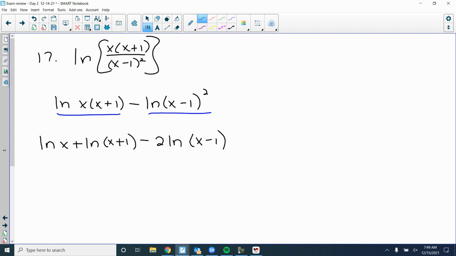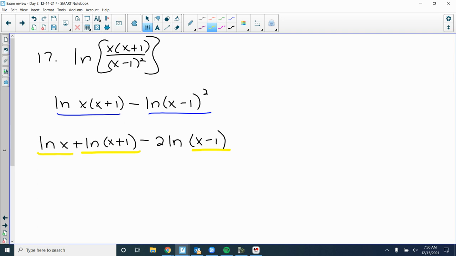So you got to take a look at each piece. Natural log of x. All right, that's just an x, nothing you can do. Natural log of x plus 1. That cannot be split apart. You just have to leave that. That is not a product or a quotient. Okay, it's just an expression in parentheses there. Leave it. And then the same thing here. Minus 2 natural log of x minus 1. Can't do anything with that. So that is finished. Okay, nothing else you can do for 17. So you got that case.